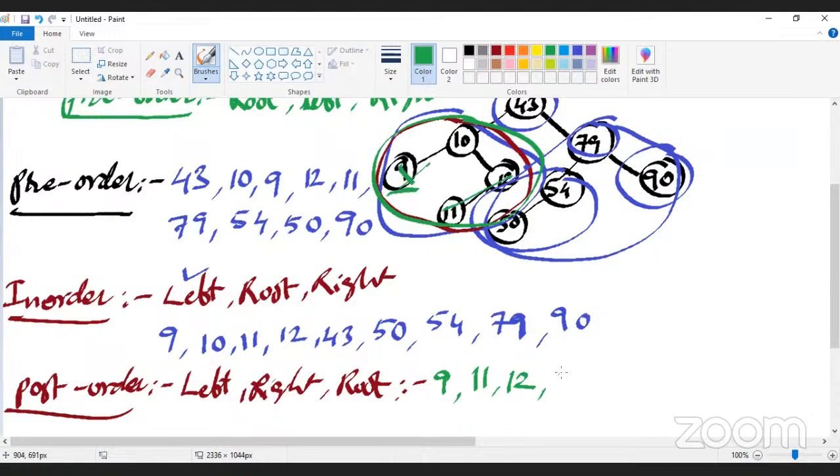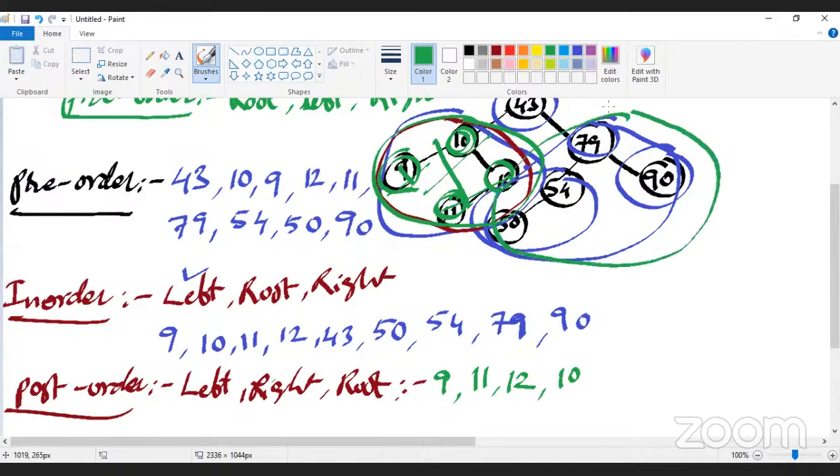Next you have to write the root. So see this subtree: 10, 9, 12, 11. First we have taken the left one, again the right one. For this one, again the left is there. This one we will write, then 12 we will write. Again we'll go back to the root. So this left subtree is over. Again we have to go to the right subtree.